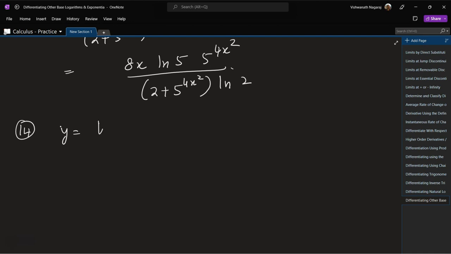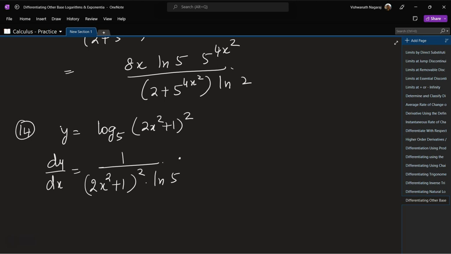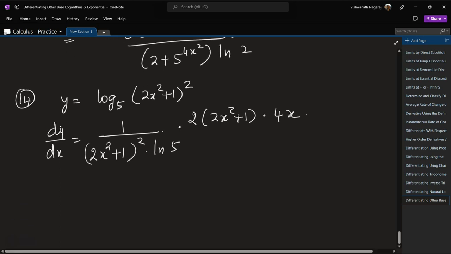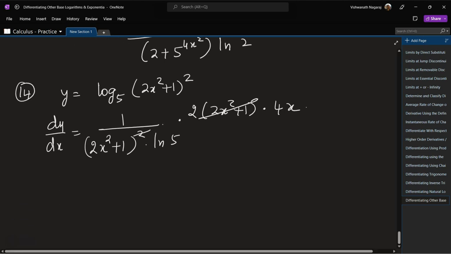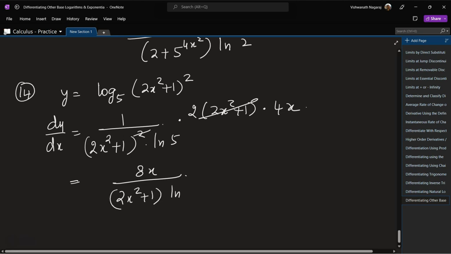14th one. Y is equal to log to the base 5 of 2x square plus 1, whole square. So dy by dx would be, first we have to take care of the log, that would be 1 by x, so that is 2x square plus 1 square times natural log of 5 times, now we have to differentiate this. So 2 times 2x square plus 1 to the power of 1 times 4x. Okay, this one and this one will get cancelled and we are left with 8x divided by 2x square plus 1 natural log of 5.